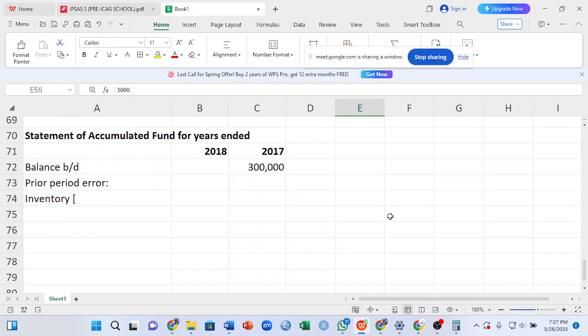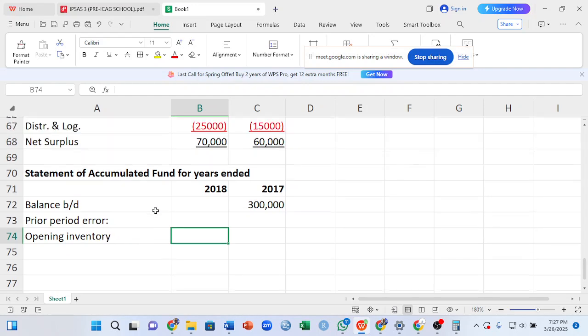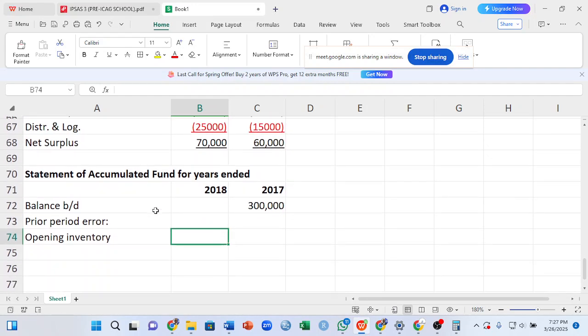You let me do it separately. I want to avoid a lot of explanation. Let's start with the opening. So opening, we are correcting the error. Opening was supposed to be increased in 2017. If you're adjusting it, bear in mind you're adjusting it against your surplus, against your profit. So against your profit, are we supposed to add or subtract?